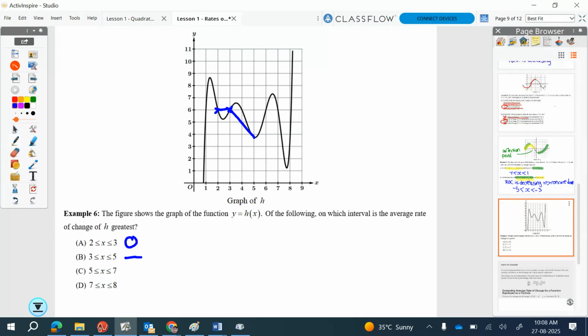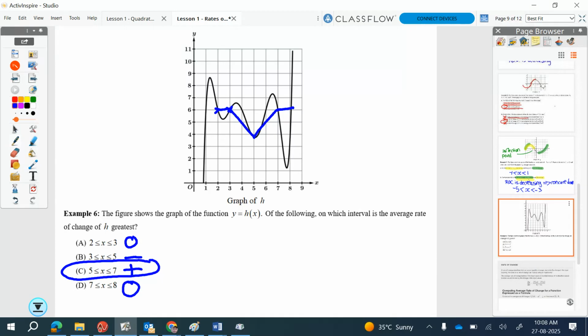From 5 to 7, 7 is there. We are going up on this one, so this one is positive. This is our best so far. And then from 7 to 8, that's horizontal, so there's no change there. This one is 0. So the only positive value is going to be C. This has to be the greatest average rate of change.